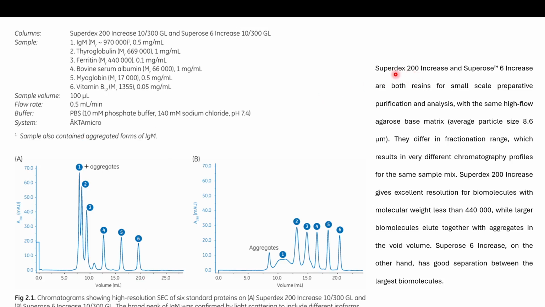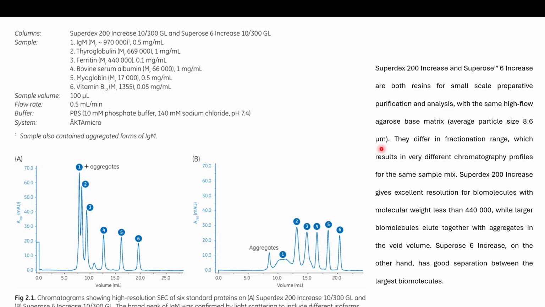So suppose there are two columns here, which are Superdex 200 Increase and Superdex 75 Increase. Okay, this is the naming given based on the property of the matrix, the dimension of the tubing and column. Okay, so these are both resins for small scale preparative purification and analysis with the same high flow agarose based matrix. Okay, where the average particle size is 8.6 micrometers.